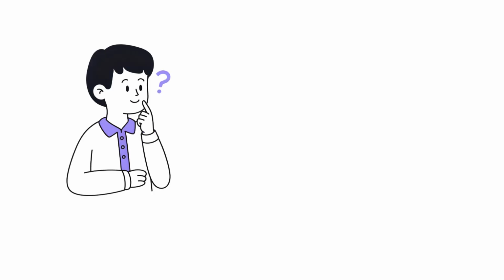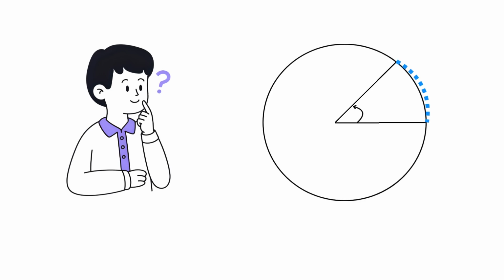Now let's talk about another way to measure angles, called radian measure. 1 radian is the angle made at the center of a circle when the arc length is equal to the radius. So, if you draw a circle with radius 1 unit and mark an arc of 1 unit, the angle formed at the center is 1 radian.